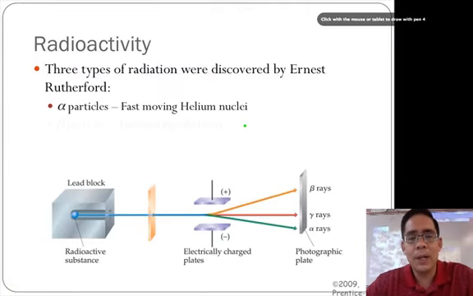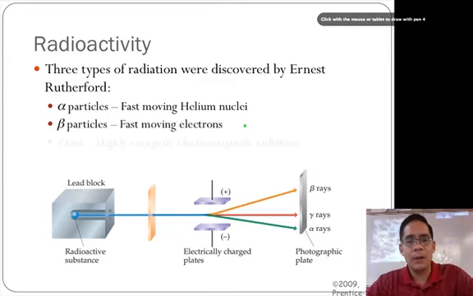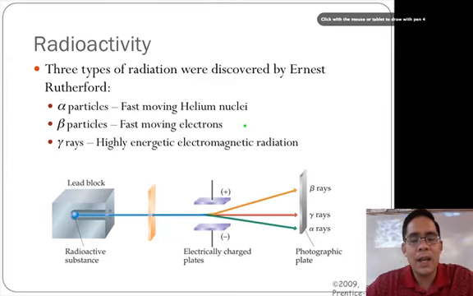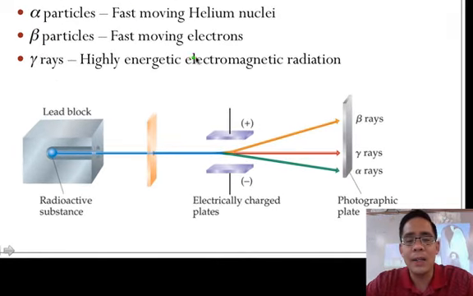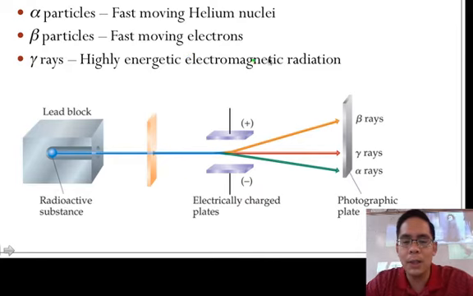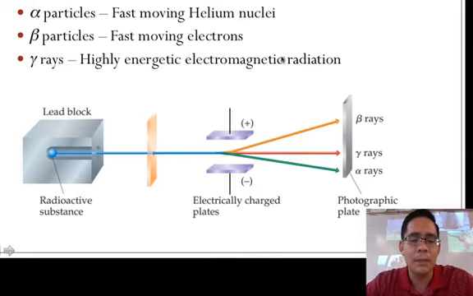So there's three types of radiation that were discovered by Ernest Rutherford. First is the alpha particle, and this is something we need to know. Alpha particles are fast-moving helium nuclei. Beta particles are fast-moving electrons, and gamma rays are highly energetic electromagnetic radiation. Now, if you don't know what this is right now, we will go over what electromagnetic radiation is in great detail in the third lesson of this unit. And so you need to know alpha particles are helium nuclei, beta particles are fast-moving electrons, and gamma rays are highly energetic electromagnetic radiation.